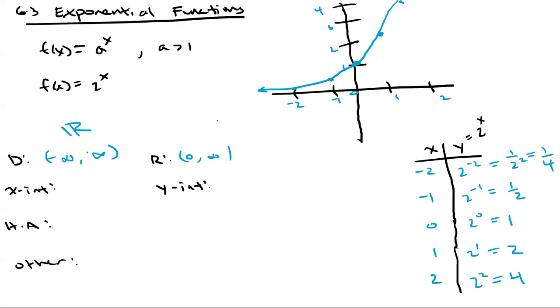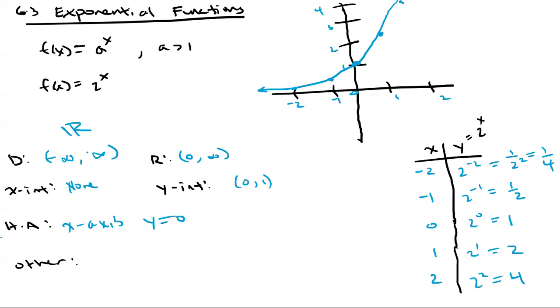Again, we just have parentheses there, right? X-intercepts, there are no x-intercepts. The y-intercept is at 1, or you can say at (0, 1). The horizontal asymptote is at the x-axis, and that's represented as y equals 0. So this line gets really, really close to it, but never touches it or crosses it.